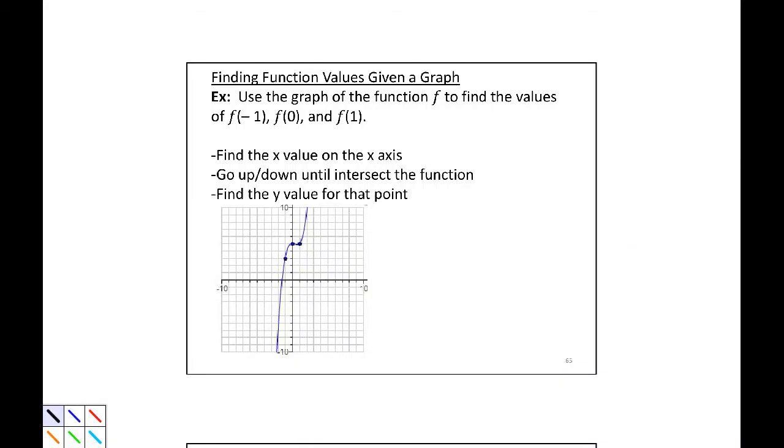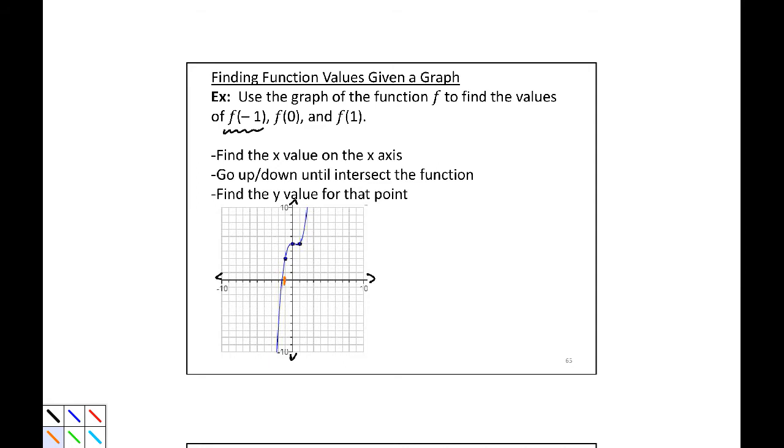To find function values from a graph, I find it very useful to think again in terms of inputs and outputs. On a graph, the inputs are on the x-axis and the outputs are on the y-axis. So if we want to find f of -1, that means we want to find the output when the input is -1.